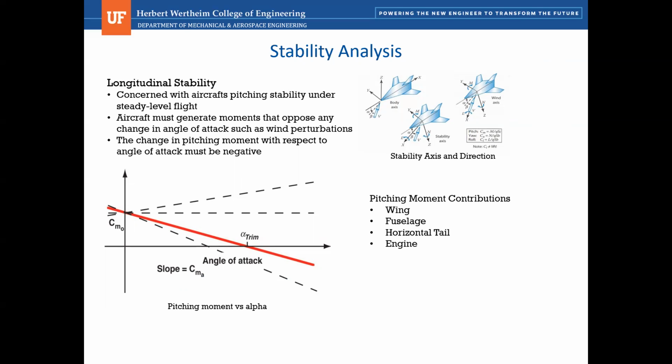In our pitching moment versus alpha, we can see that our aircraft must generate moments that oppose a change in angle of attack. A change in angle of attack is essentially a wind disturbance or a wind gust caused by some perturbations. So as angle of attack increases, the nose will pitch up, and we have to counteract that nose pitching up with a negative pitching moment. That will bring the nose back down.